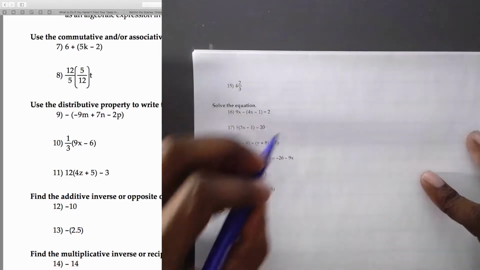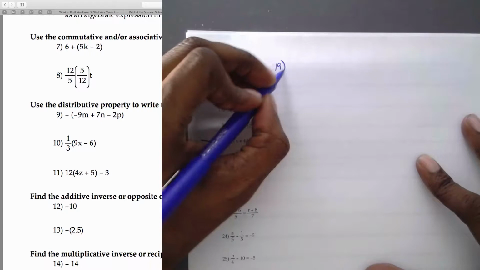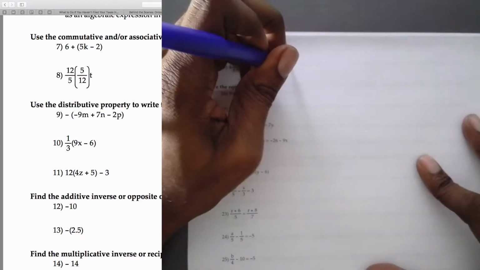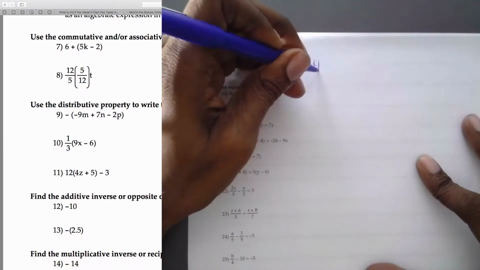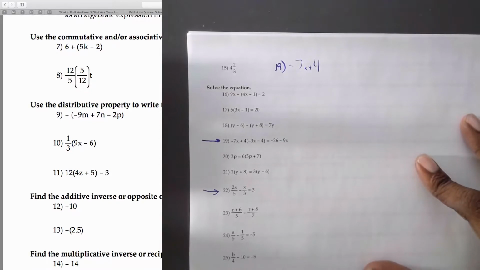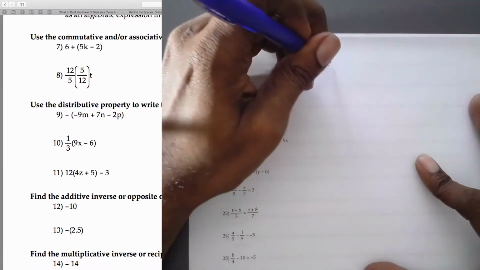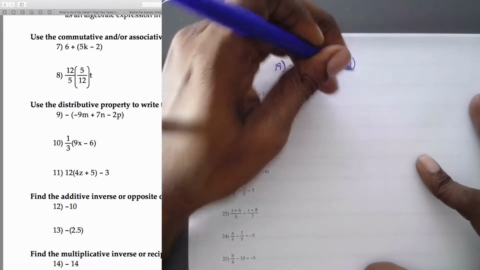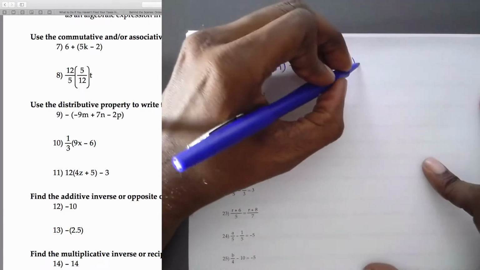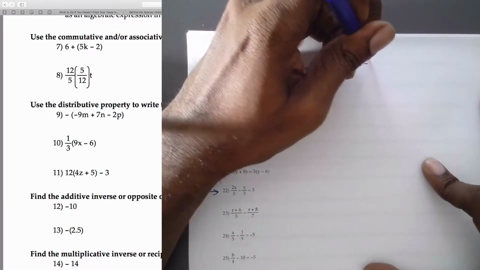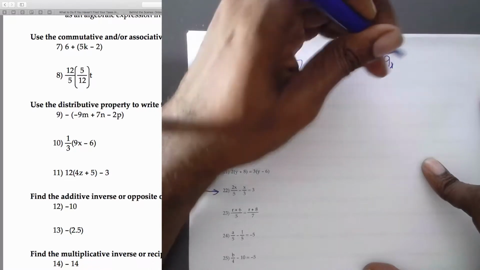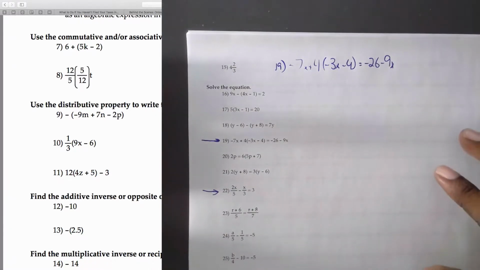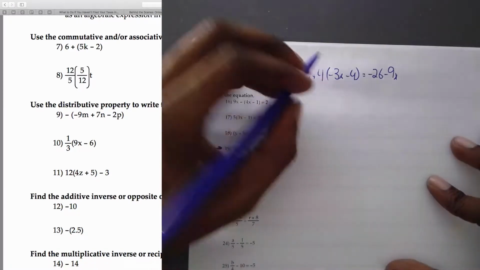Let's do 19 here. So 19 is negative 7x plus 4, negative 3x minus 4 equals negative 26 minus 9x. And I'm sorry, I'm left-handed, so I may be covering up some of the screen here.